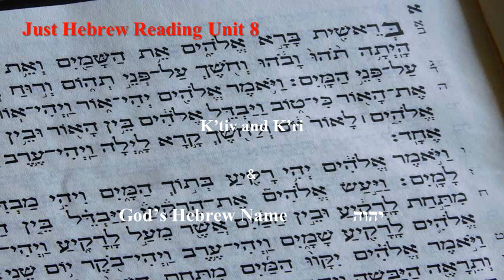This is Just Hebrew Reading, Unit number 8, the last in the series of our Hebrew reading program. We're going to be looking at two issues. One is the Ktiv and Kri issue, and the other is God's Hebrew name, the four letters that make up God's name in Hebrew, the Tetragrammaton.